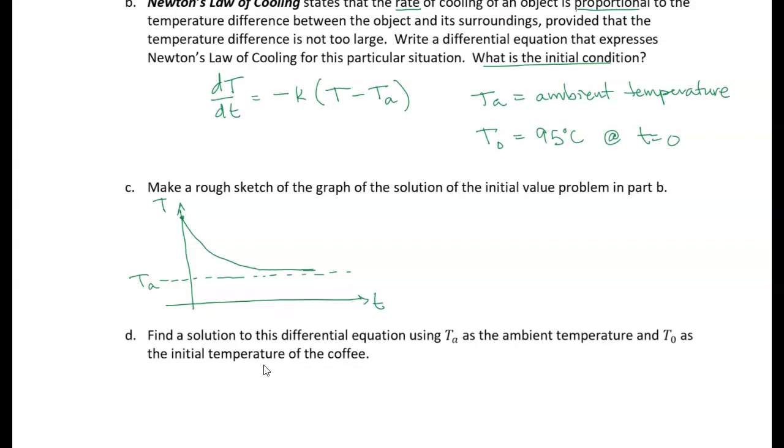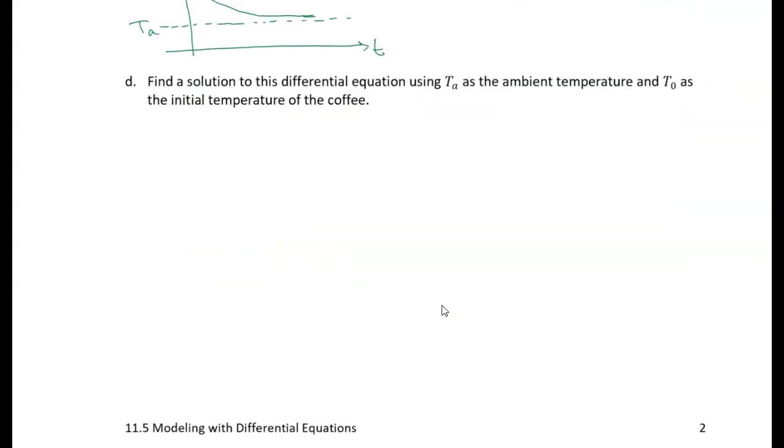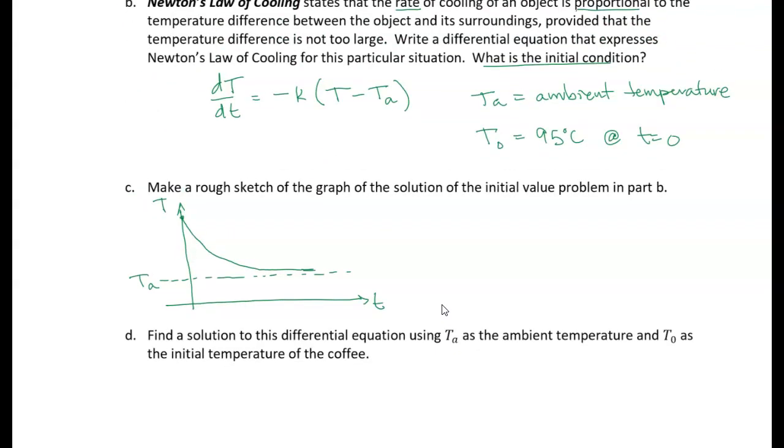All right, and then in part D, we're asked to actually solve Newton's law of cooling. So let's do that. Got to give ourselves plenty of room. Let's go back up and look at this equation. It looks like we ought to be able to separate those variables pretty easily because we don't have any lowercase t for time.